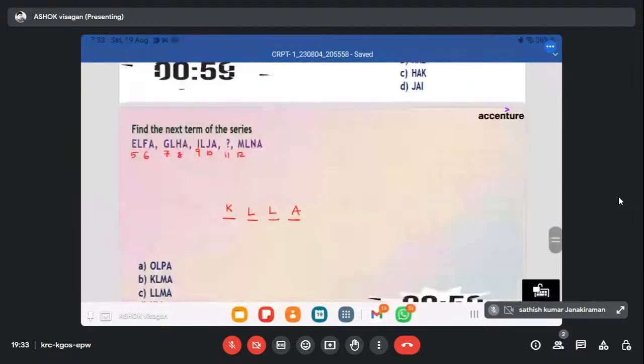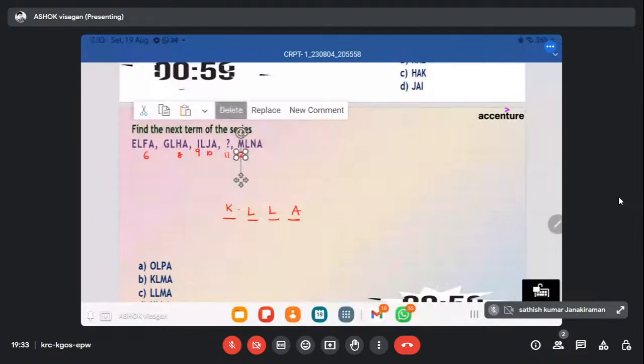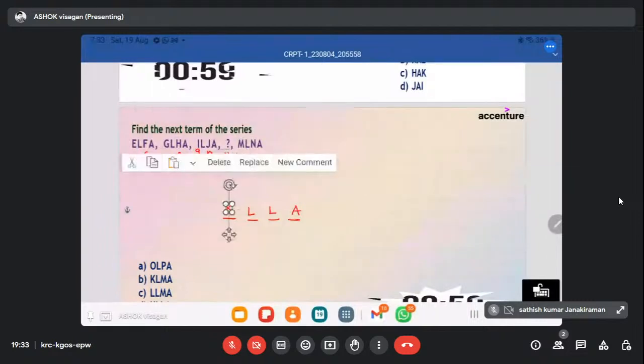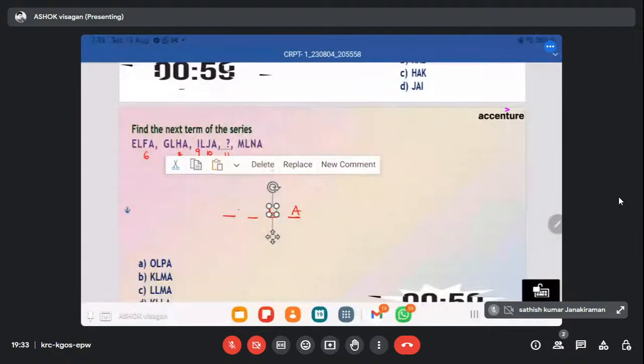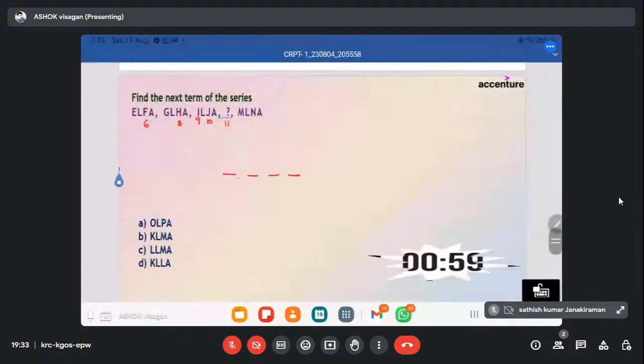And can you solve this one? I'll give you some time. Just get the answer for this. What kind of logic have we used? Find out and tell me.